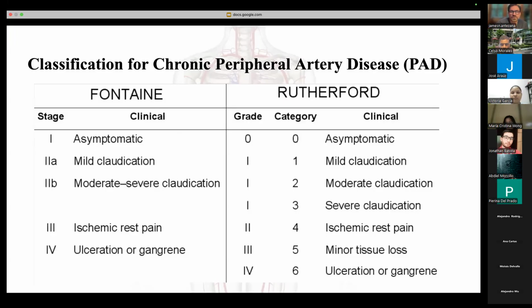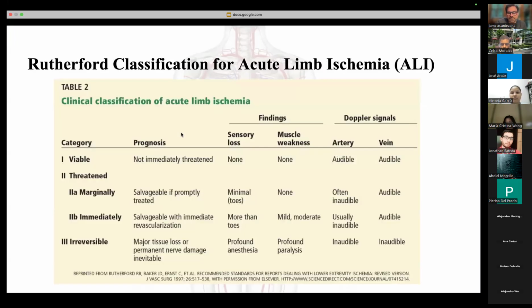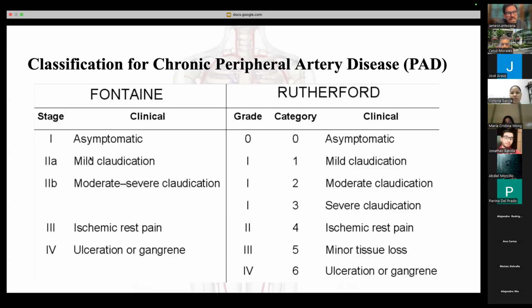They're very similar. So the Fontaine stage 1 is asymptomatic. A 2A and 2B are slightly different: mild claudication in A and moderate to severe claudication in B. Stage 3 Fontaine, you've got ischemic rest pain, okay? And then stage 4 is ulcerations or gangrene. All right, so a little bit easier to remember versus the Rutherford.